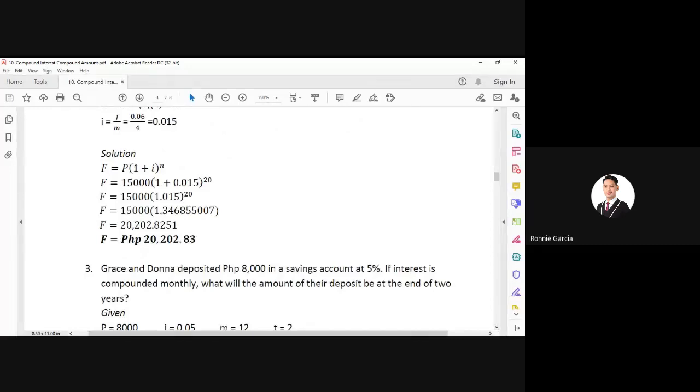Kindly read the third example. May I request Miss Caballero? Number 3 po, sir, no? Yes, number 3. Okay po. Grace and Donna deposited 8,000 pesos in a savings account at 5%. If interest is compounded monthly, what will the amount of their deposit be at the end of 2 years? Thank you so much for reading the third example. You may start answering now.